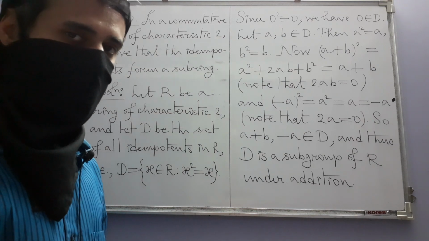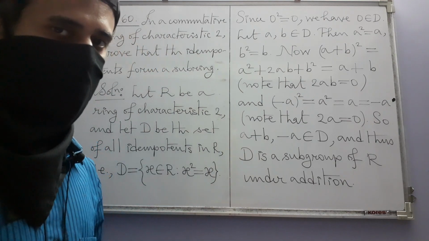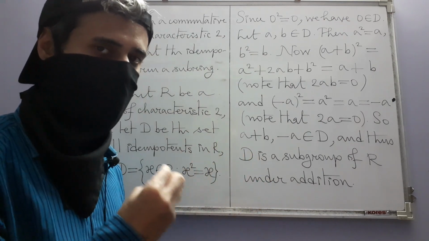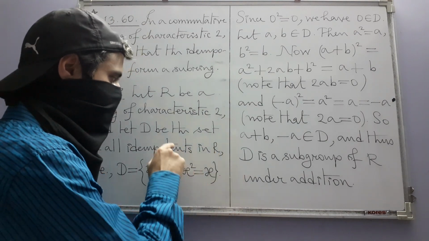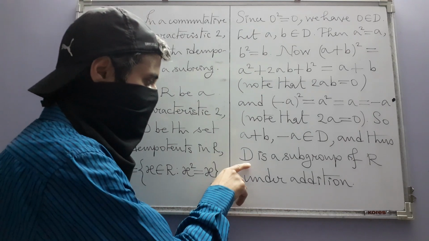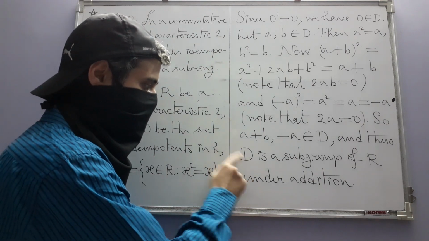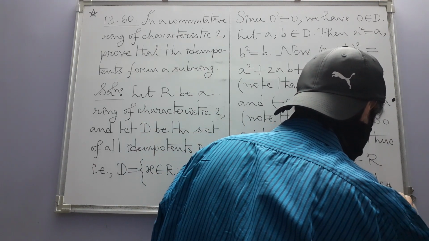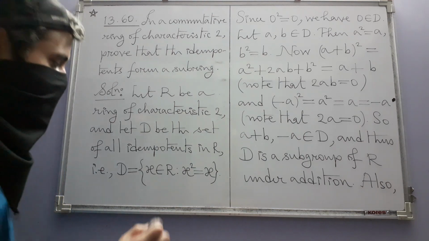Now what else do we need to show that D is a subring? Only that D is closed under multiplication, because the other two axioms, that is the multiplication is associative and the two distributive laws, are true in general in R. So in particular inside D also they are going to be true. So the only thing we now have to show in order to prove that D is a subring is to show that D is closed under multiplication. So for that we now calculate the square of AB. We now need to show that AB also belongs to D, but this is rather easy.